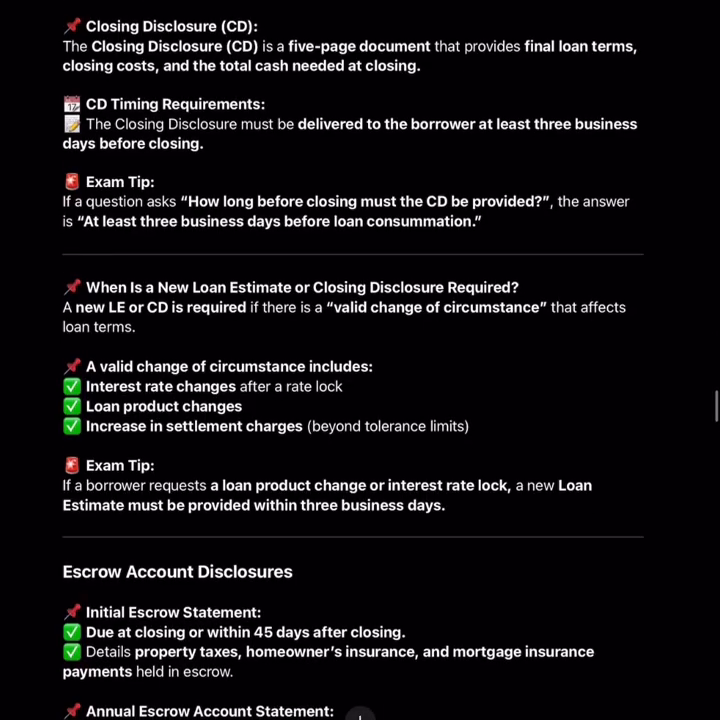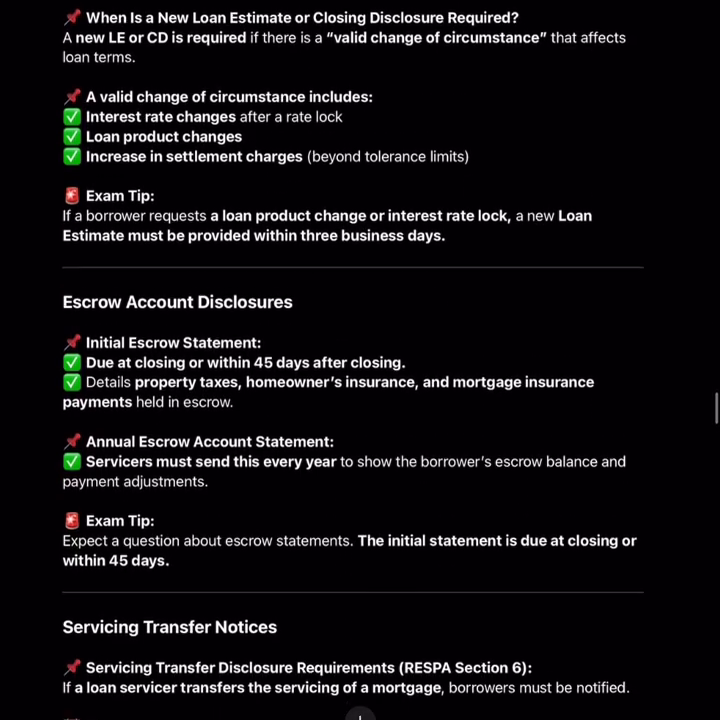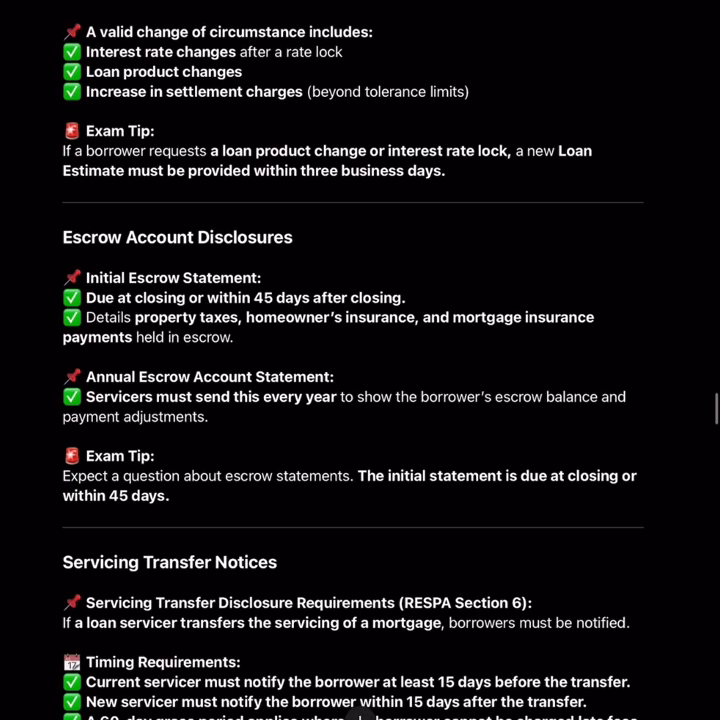When is a new Loan Estimate or Closing Disclosure required? A new LE or CD is required if there is a valid change of circumstance that affects loan terms. A valid change of circumstance includes interest rate changes after a rate lock, loan product changes, and increases in settlement charges beyond tolerance limits. Exam tip: if a borrower requests a loan product change or interest rate lock, a new Loan Estimate must be provided within 3 business days.